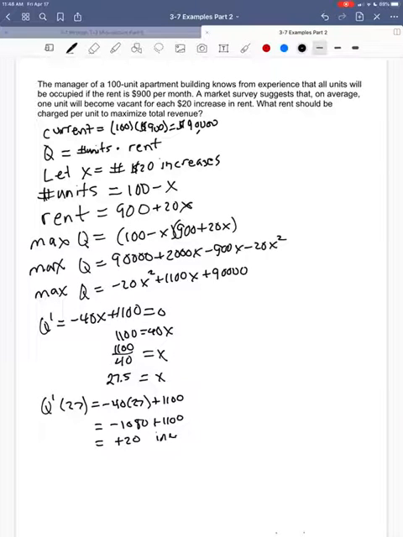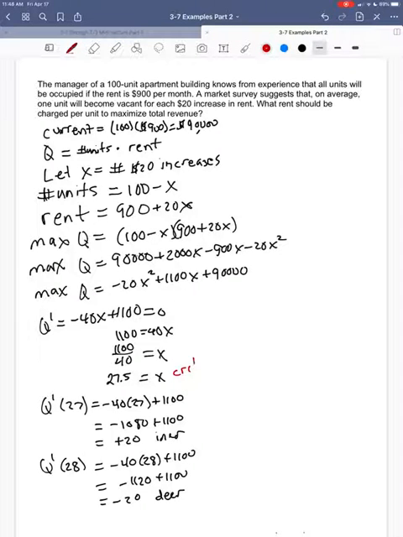So that means it's increasing there. If I plug in Q prime of 28, that would be negative 1120 plus 1100, so that would be negative 20, so that would be decreasing. So it was increasing at 27, it's decreasing at 28. I have my critical number at 27.5, so that is where I'm going to have a maximum. It changes from increasing to decreasing. So that is what I'm going to want here.